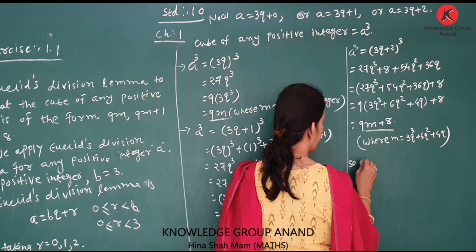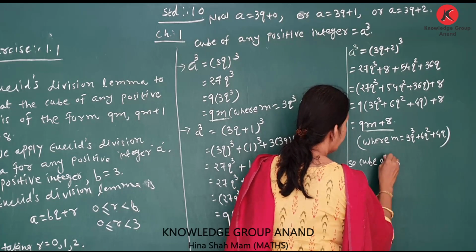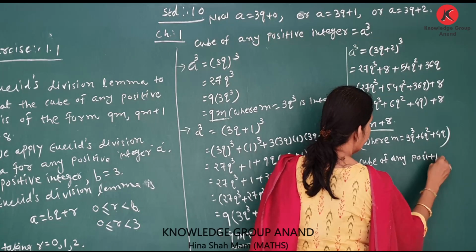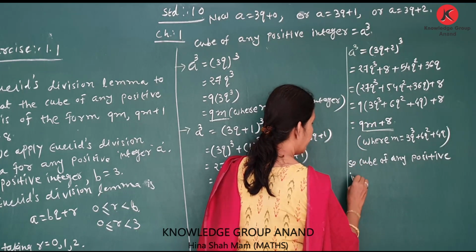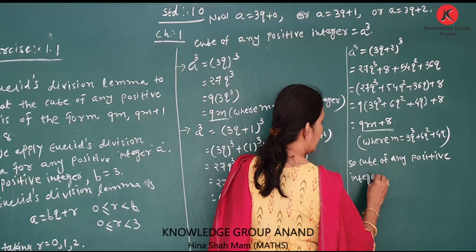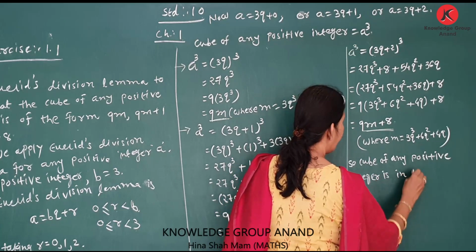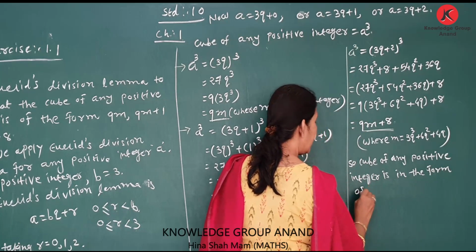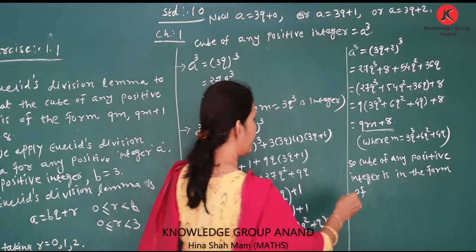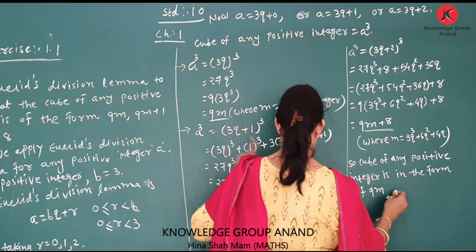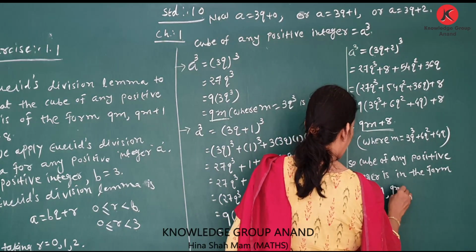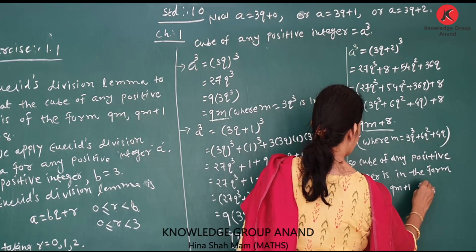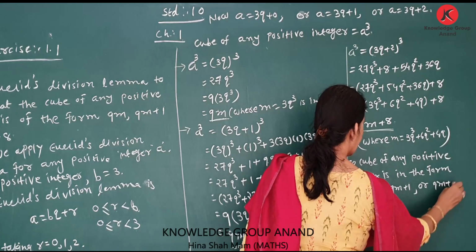So, the cube of any positive integer is in the form of 9m, 9m plus 1 or 9m plus 8.